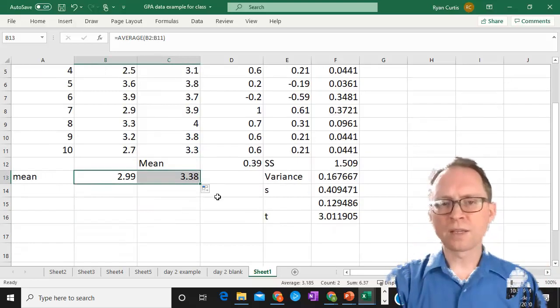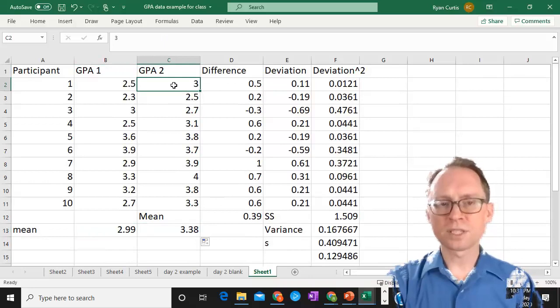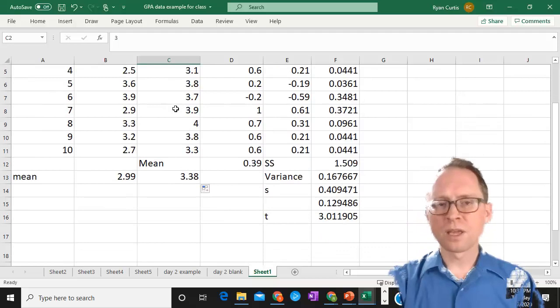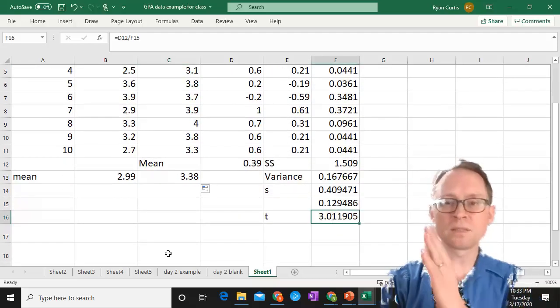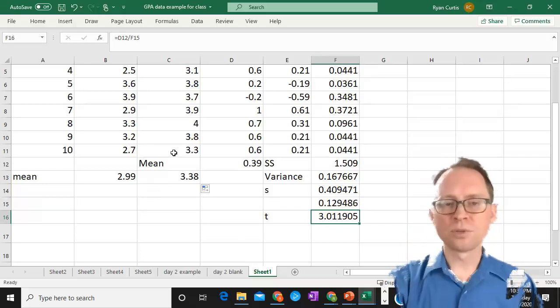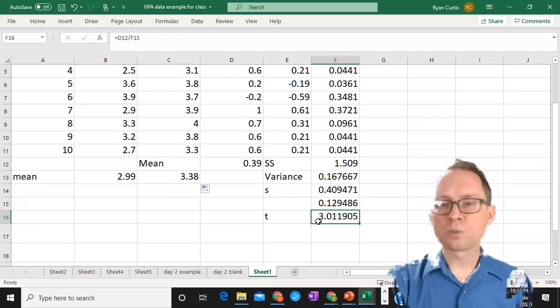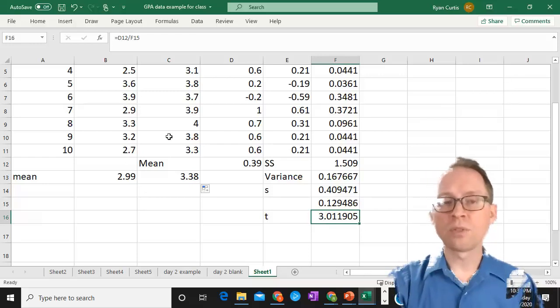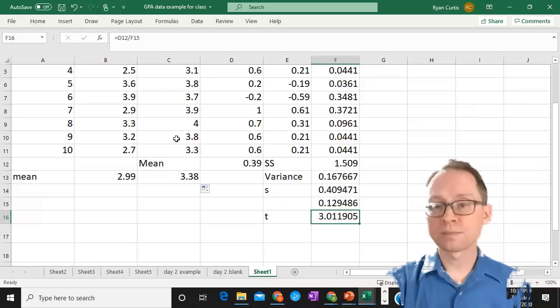The other way you can look at it is, as long as you are taking the second one minus the first one, as long as you're going in that direction each time, so the difference is 3 minus 2.5 as opposed to 2.5 minus 3, then if your t statistic is positive, that means it's increasing, right? That means that time 2 is greater than time 1. So in this particular case, we reject the null hypothesis and we know that the GPA actually increased.